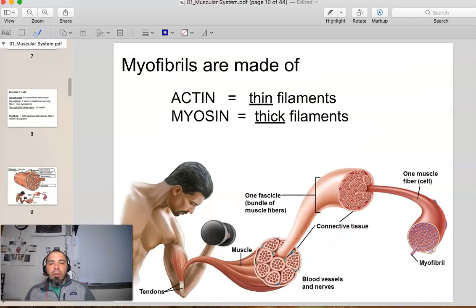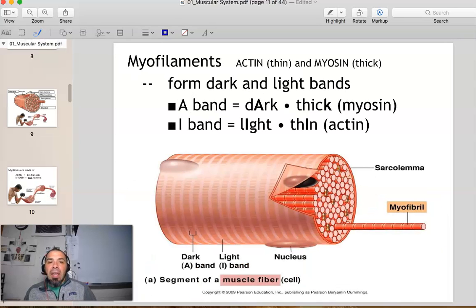Your myofibrils are made of two types of material: actin and myosin. Actin is the thin filament, and myosin is thick. You're going to have to learn these sequences, but that's what they're made up of. The actin and myosin are very thin filaments, think of fishing line, in terms of a filament. And those filaments, actin and myosin, are even smaller.